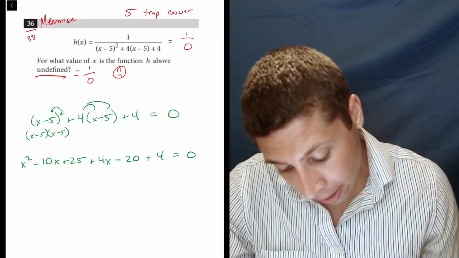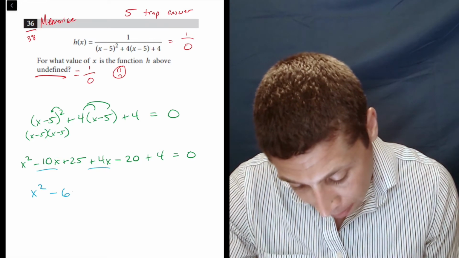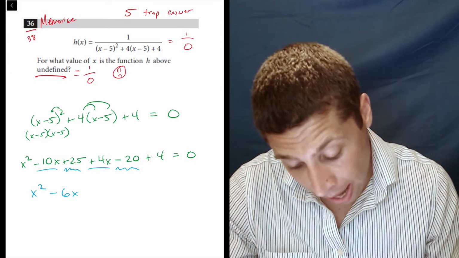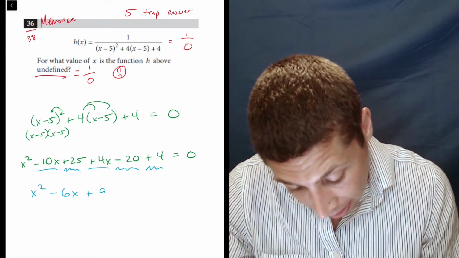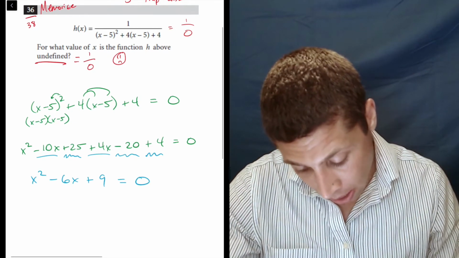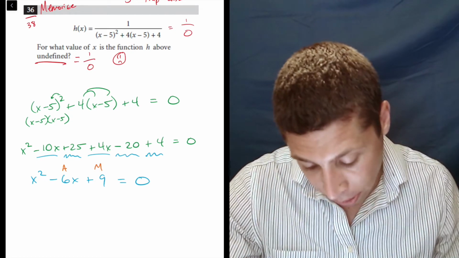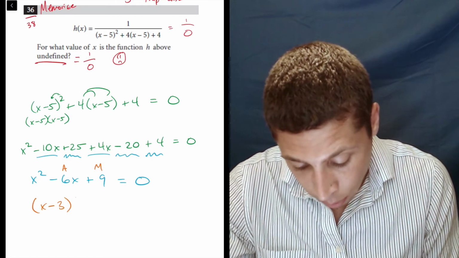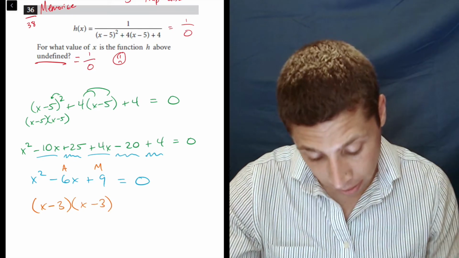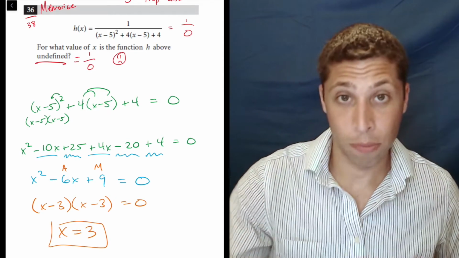Now we can start combining like terms, so x squared is going to stay. Minus 10x plus 4x is minus 6x. 25 minus 20 is 5, plus 4 is 9. And so now we can factor. We need numbers that add to negative 6 and multiply to 9, and we've only got one choice here, negative 3 and negative 3. So there's only one answer, 3. That's the answer. Sometimes there might be 2, right?